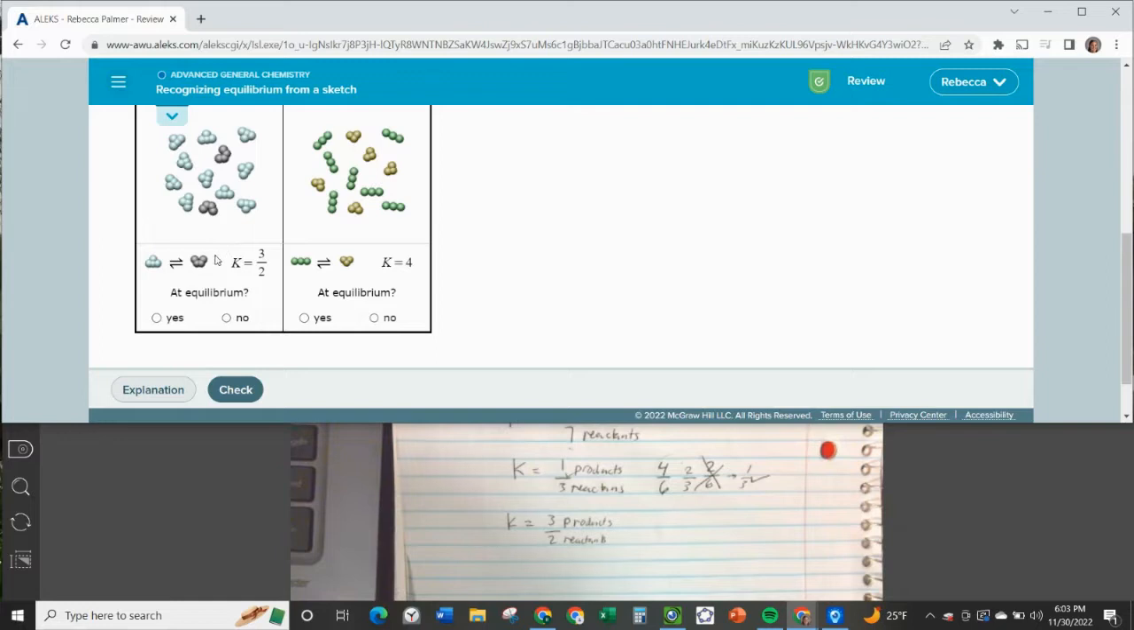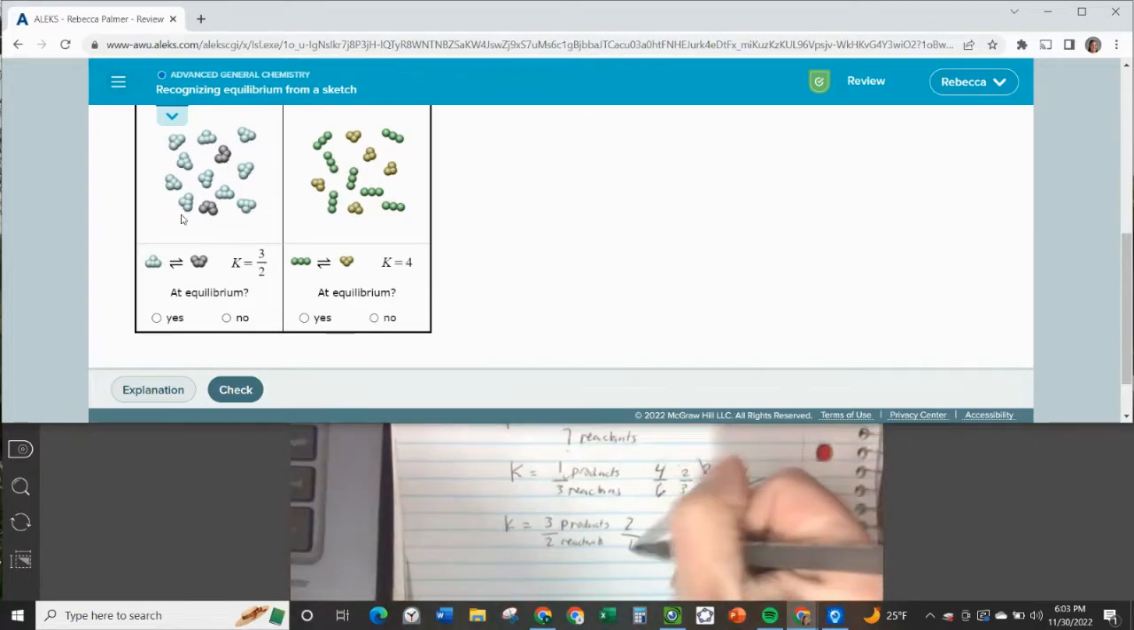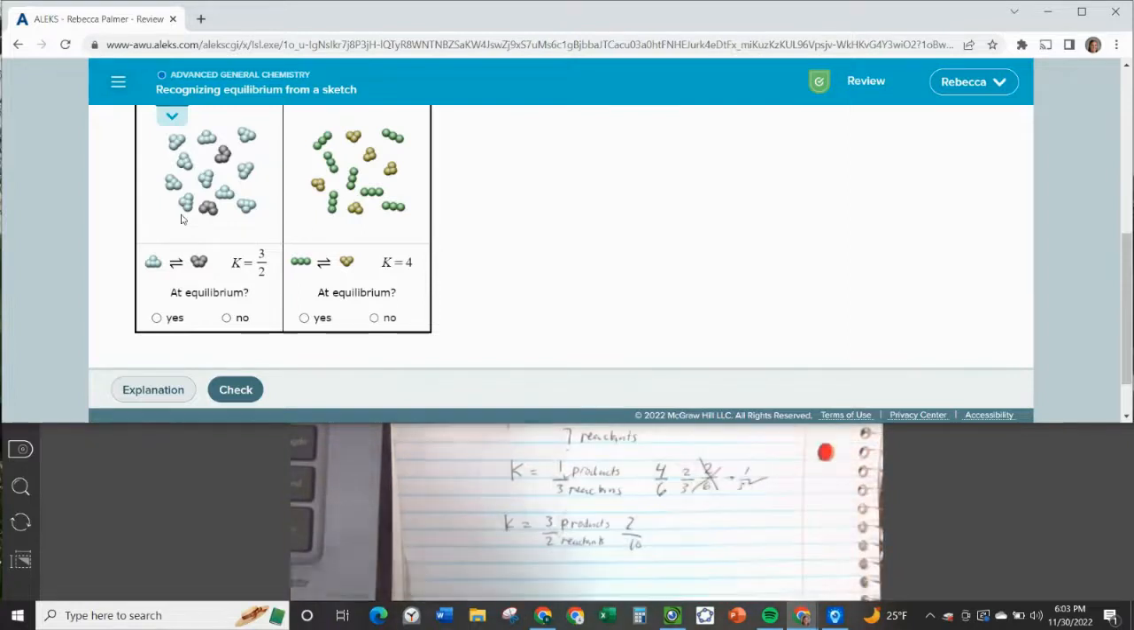So here we are counting, we need 3 of these for 2 of these. 1, 2, 2, 4. 1, 2, 3, 4, 5, 6, 7, 8, 9, 10. That definitely doesn't simplify to this, so this would be no.